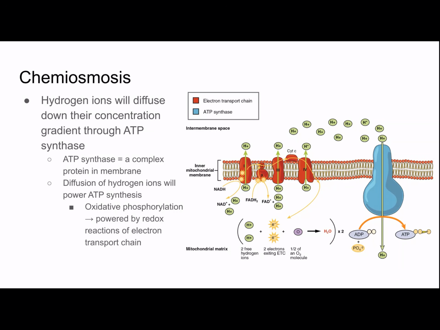Remember in the past we were saying substrate level phosphorylation, that's one type, but this is oxidative phosphorylation because it's powered by redox reactions. And around 32 or 34 ATP molecules will be produced, and this is per glucose in the electron transport chain in chemiosmosis.